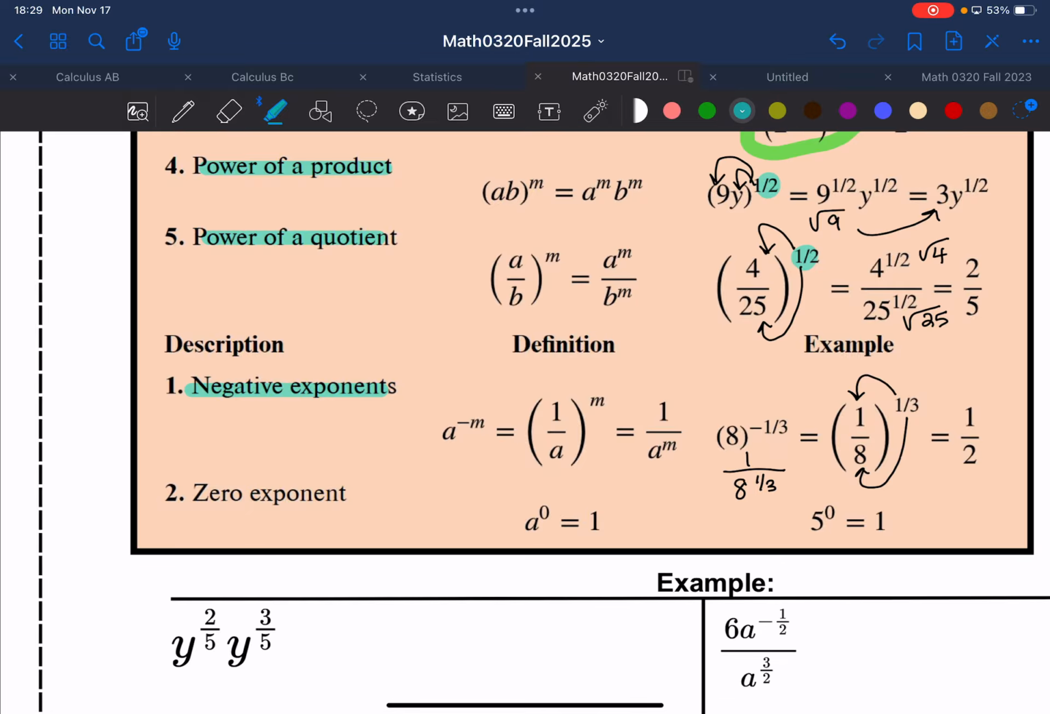And then the last new one would be the 0 exponent. And all this states is that anything to the 0 power is 1. So any variable to the 0 power is 1. Any number to the 0 power is 1.